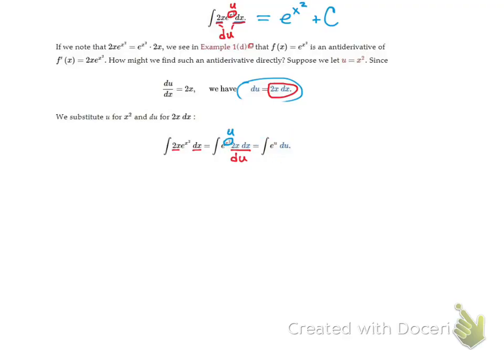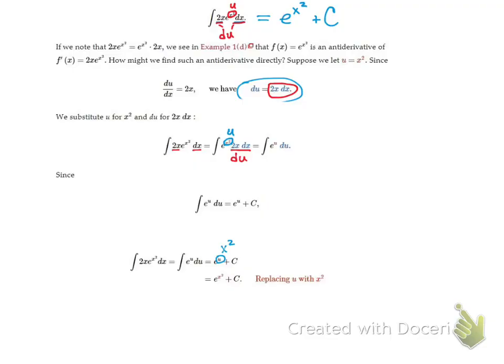That integral is very easy to calculate. It just equals e to the u plus c. But now we want our final answer to be in terms of x, so we replace u with what it equals, and we know u equals x squared. So now we have our final answer for this integral. It's just e to the x squared plus our constant c.